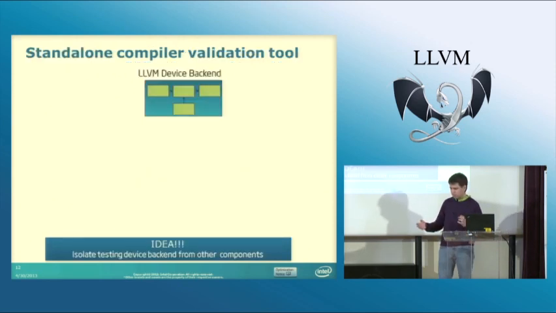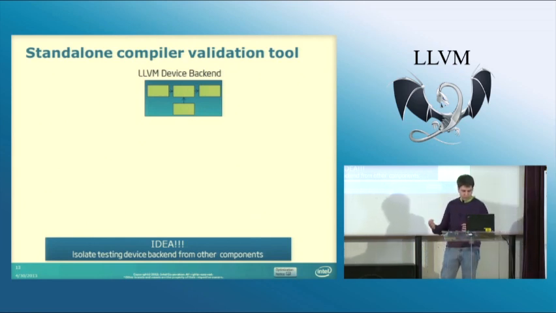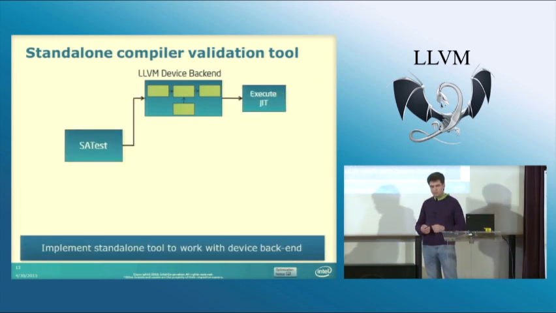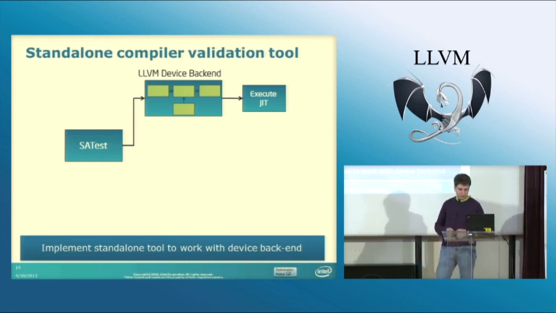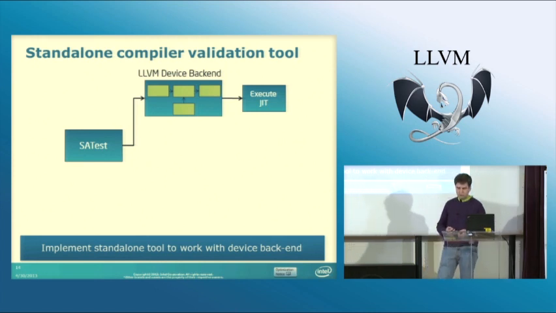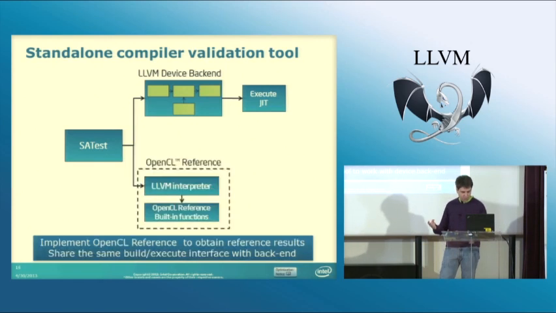The idea is pretty straightforward. We just isolate this component from the others. So what do we do next? We implement a so-called standalone tool, which basically uses the interface of the device backend to perform compilation of the kernel. And then there is a block which allows you to execute the generated JIT code. So that's how we can isolate compilation and running of the produced JIT code of the LLVM device backend.